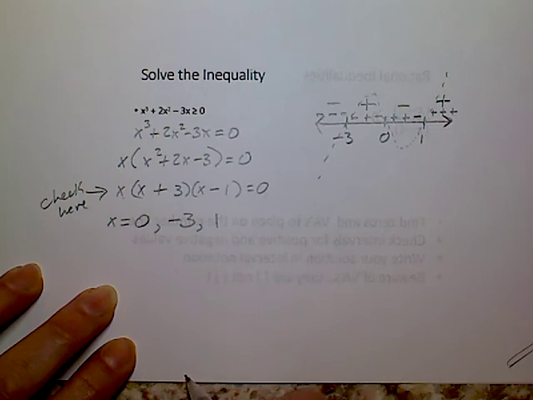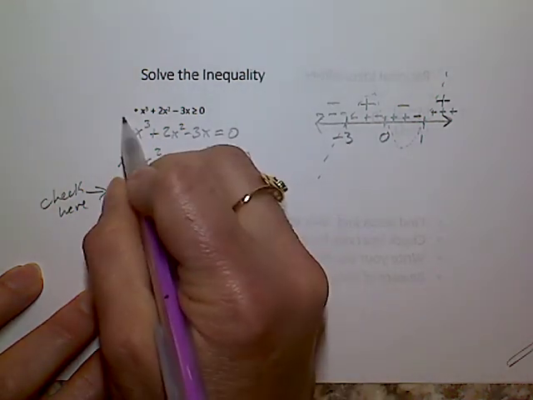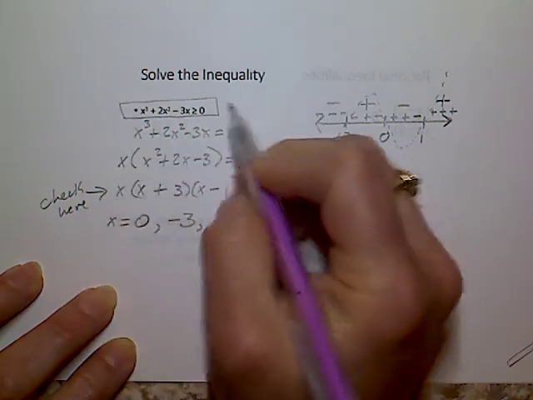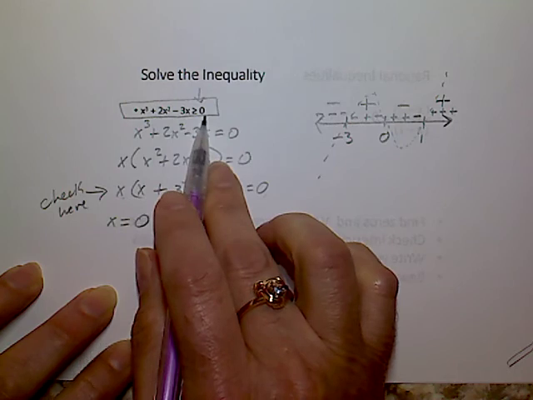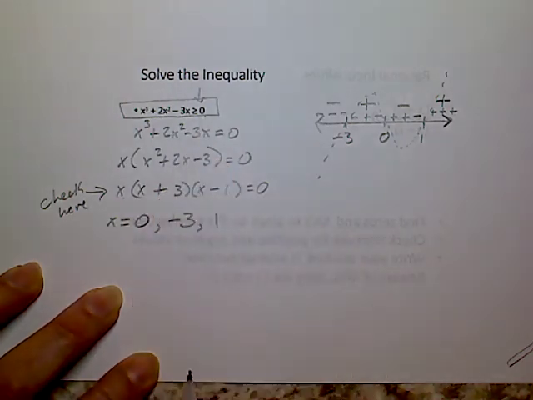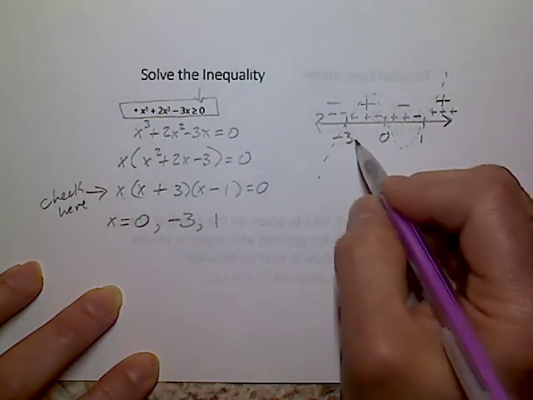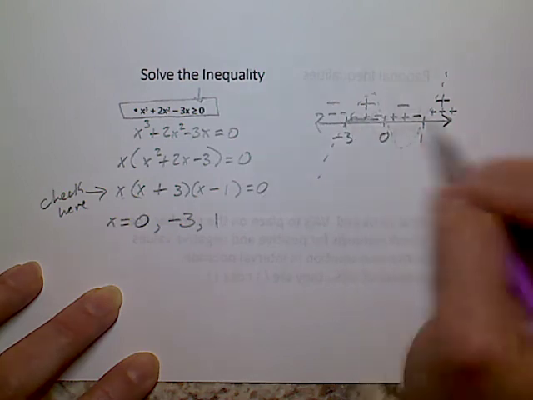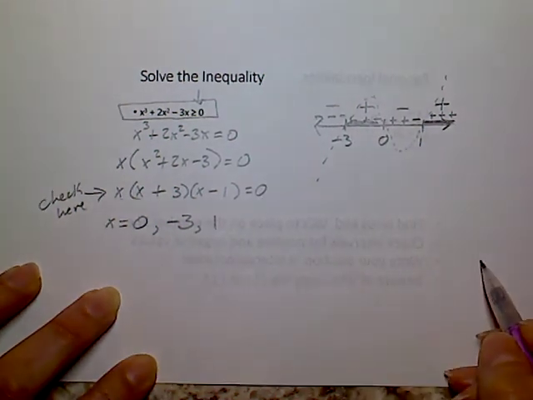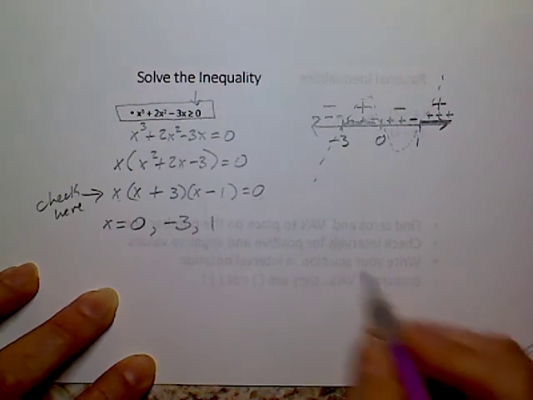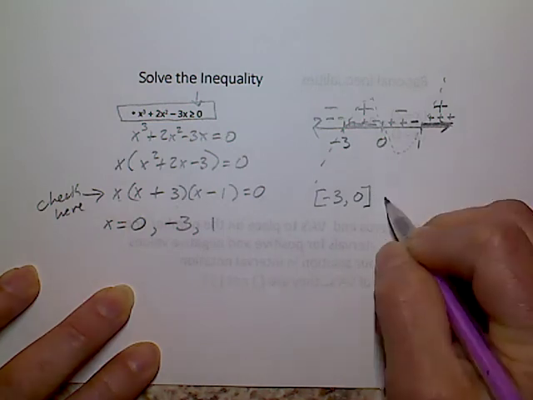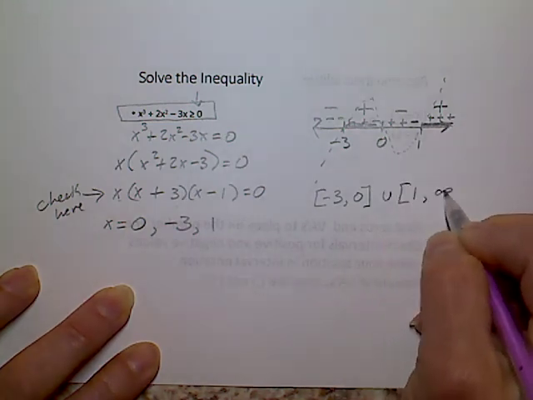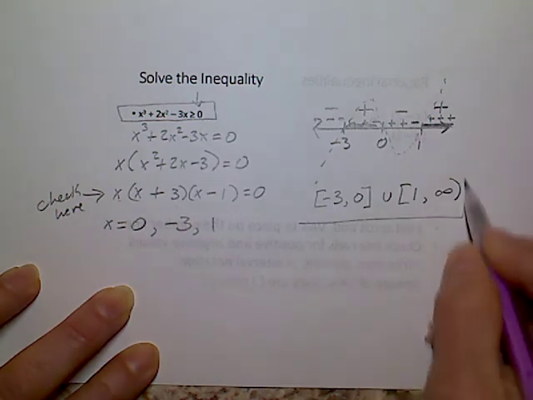So let's think about putting this all together. What is it that I'm looking for? Go back to the original. See how it says I want to know when the function is greater than or equal to 0? I want the positives. Do you see or equal to? I also want closed brackets. So I need the positives here and here. I'm going to write those in interval notation. Starting at negative 3 to 0, and also from 1 to infinity. This is your solution.